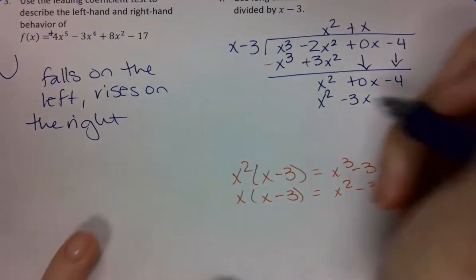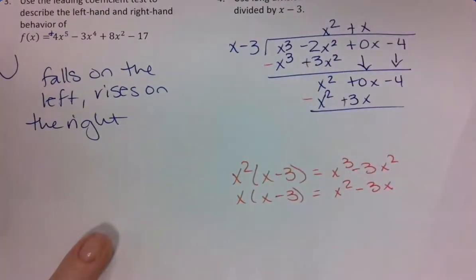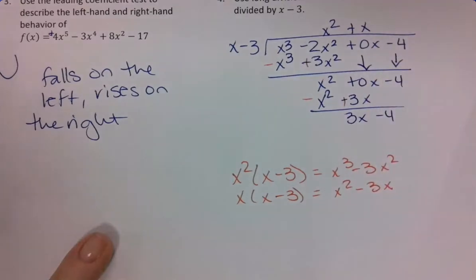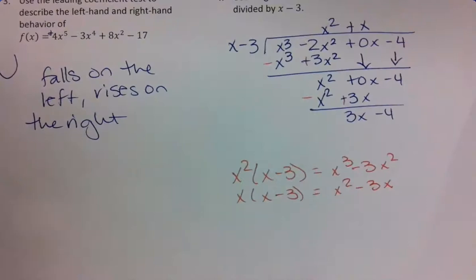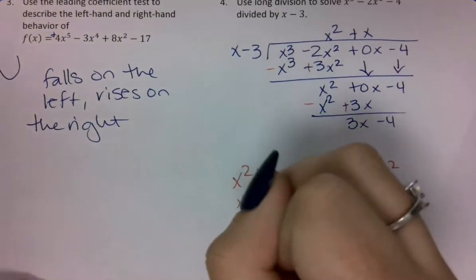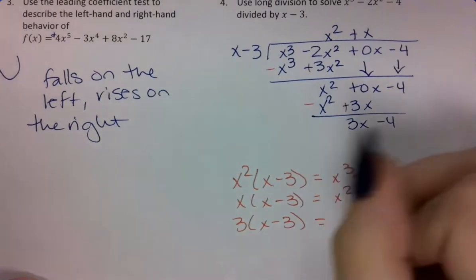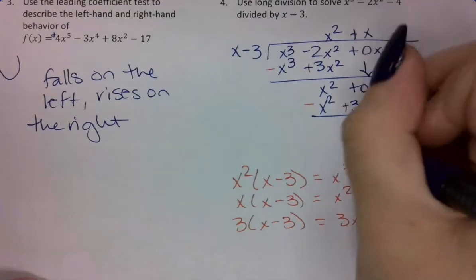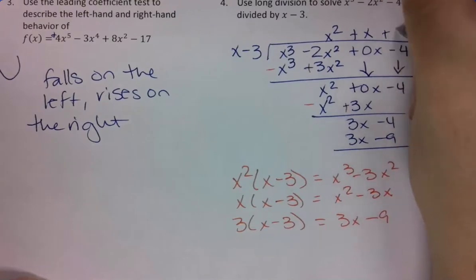Let me draw my bar. So I'm going to change the signs here. The x squareds cancel out. I'm left with the 3x minus 4. So I'm looking for what I need to multiply x by to turn it into 3x. This is just 3. So I'm going to go ahead and distribute. 3 times x is 3x. 3 times negative 3 is negative 9. So I'm going to write this under here and write what I multiplied by up above.